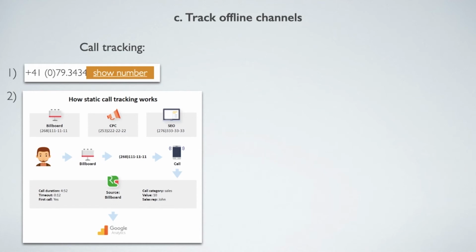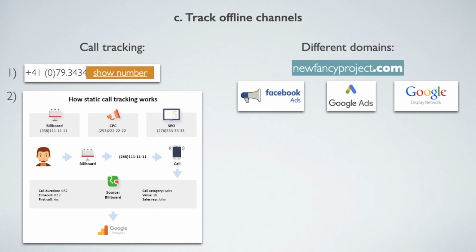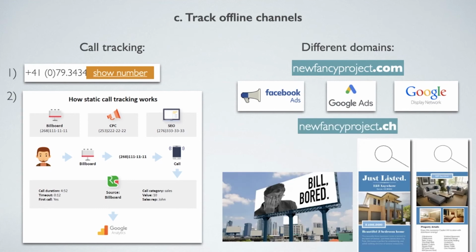The second way to track offline channels that we would like to share with you is actually a little trick of using different domains. So let's say you have this project that you call newfancyproject.com. You will use this URL, so the .com URL, for the Facebook ads, the Google ads, and the Google Display. So here again, you know that every time you're using a payable channel, you will use the newfancyproject.com address. However, whenever you use another channel, for example, a billboard or flyer, you just put the other address, which would be newfancyproject.ch for Swiss projects. And obviously, whenever you type newfancyproject.ch, you land on the exact same website.